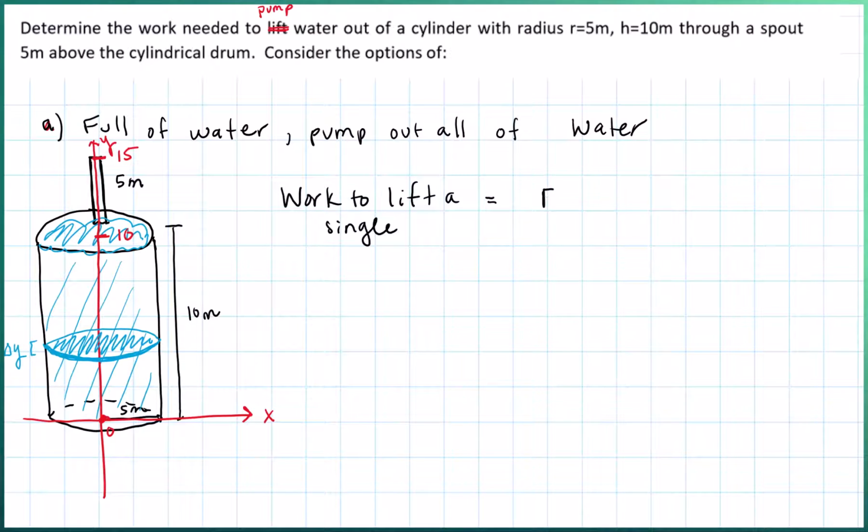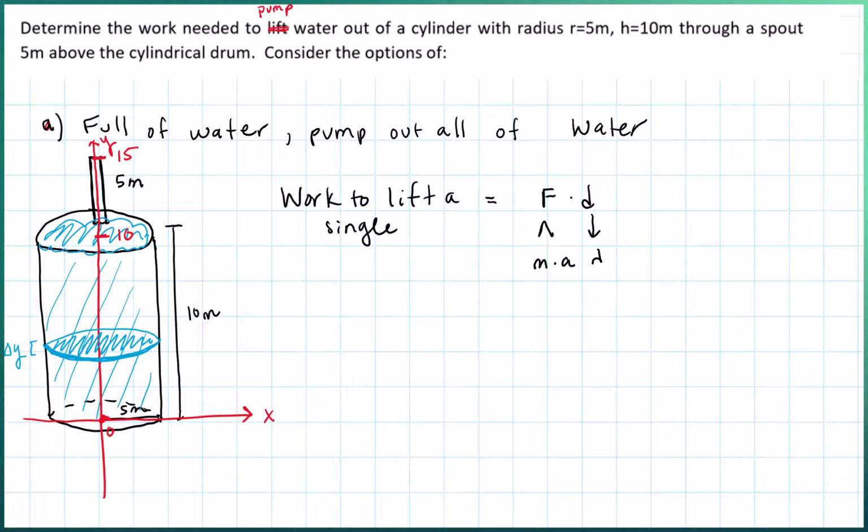So remember that work is force times distance. We could go back to the formula, but I'm just going to derive it again right here. So the work is the force times the distance, and the force is going to be the mass times the acceleration.